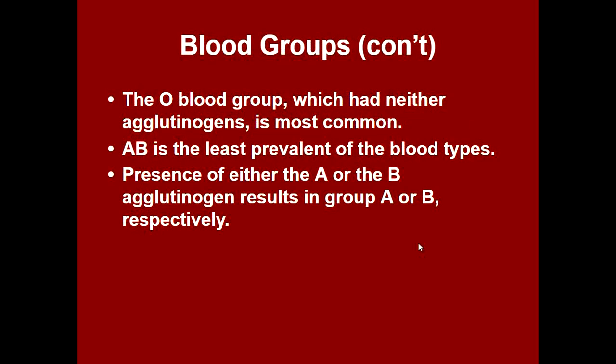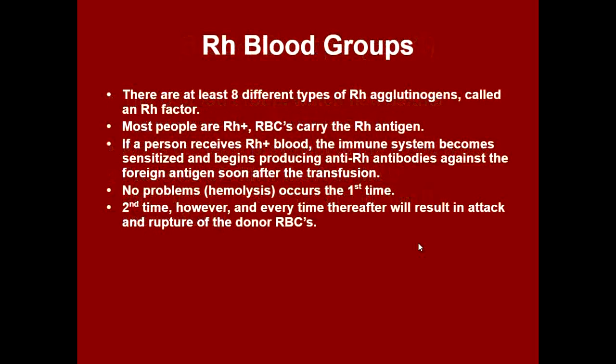So O blood is the most common, and it has neither of the antigens. AB is the least prevalent of the blood types. And determining whether you are A, B, or AB is based on whether or not those antigens are present on your cells.